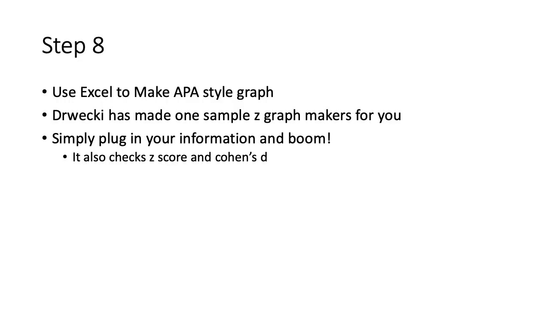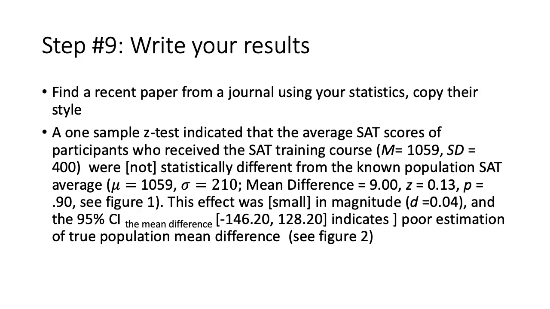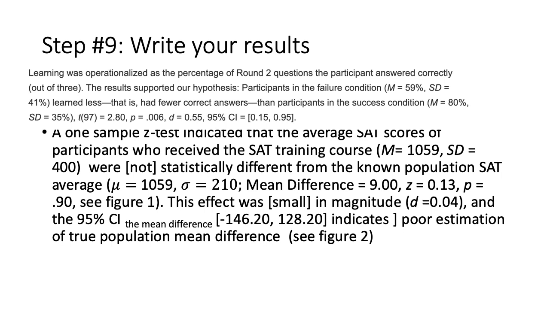Our final step is to write our results as if we were going to publish it. My advice for everyone in here is to look up the most recent issue of the journal you want to publish in and look at how they present statistics or similar statistics to what you're presenting. So I did that. This is from the most recent edition of Psych Science, which is, in my opinion, the best journal out there.